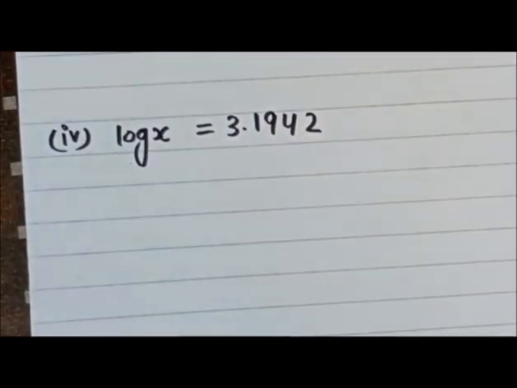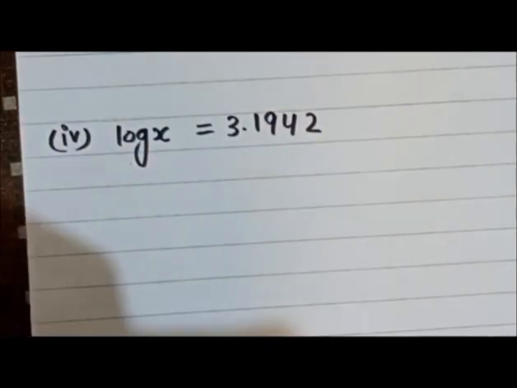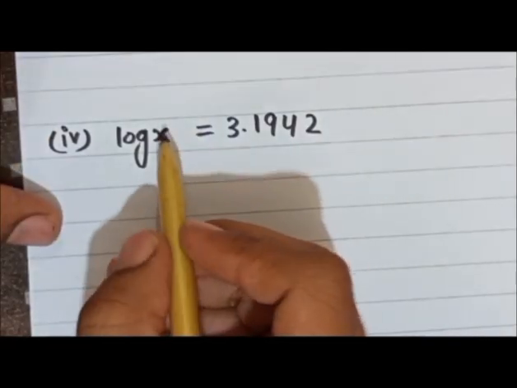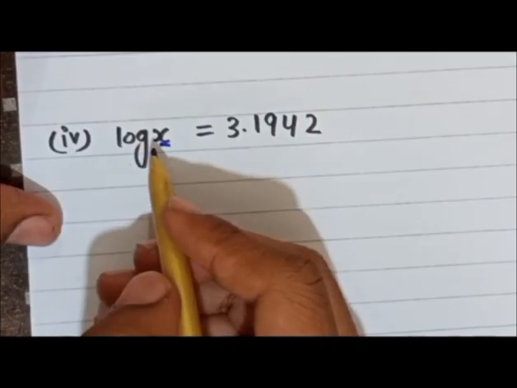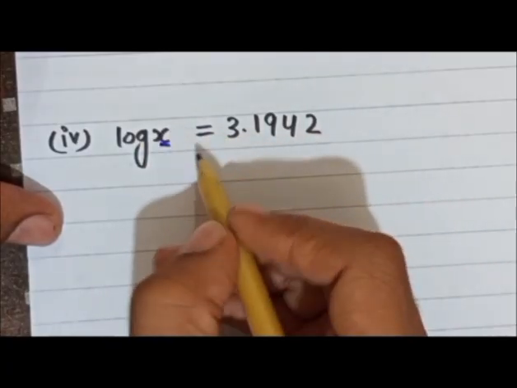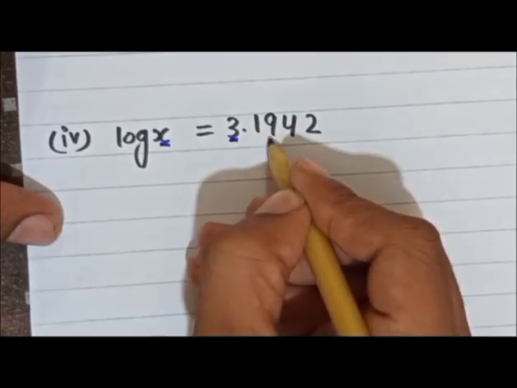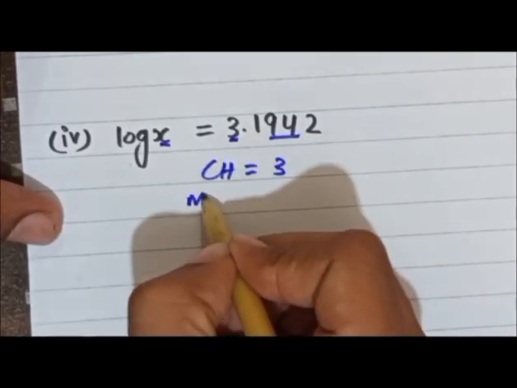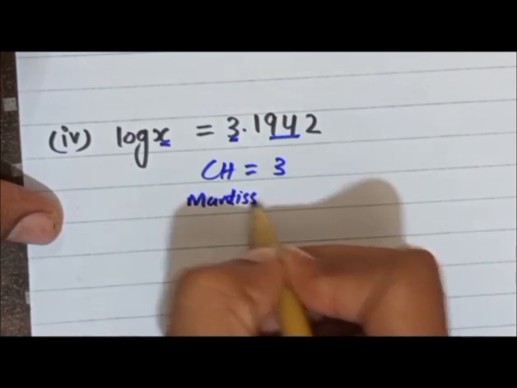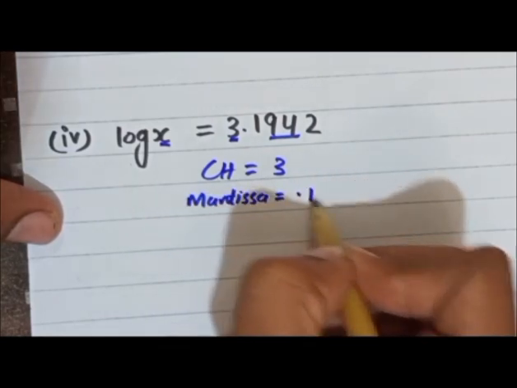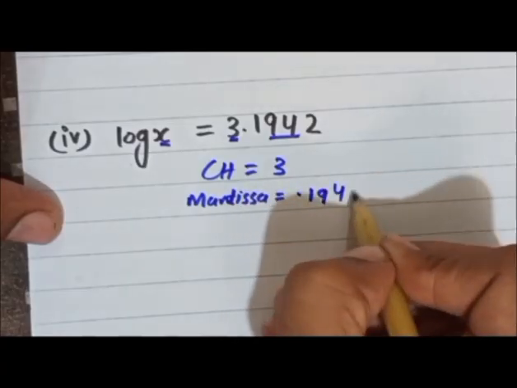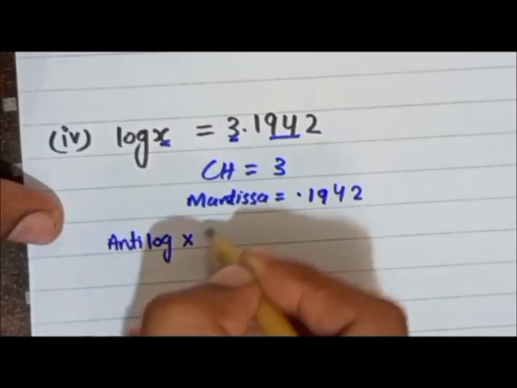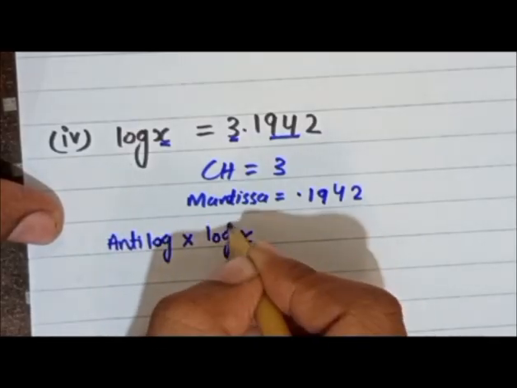So come to another question, that is log x is equal to 3.1942. So I need to find the value of x. So how will I find it? By cancelling log and converting into anti-log, the opposite of log. So first of all, I will see the characteristic and mantissa. My characteristic is 3 and my mantissa is 0.1942. So anti-log multiply log x, they will be cancelled.